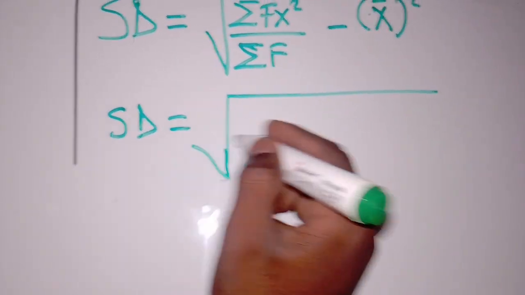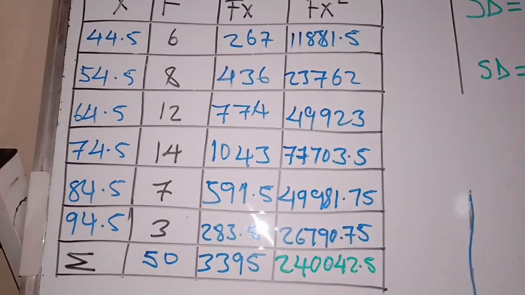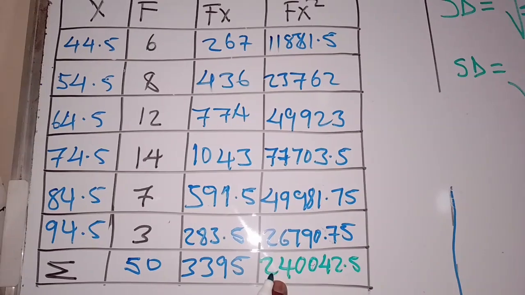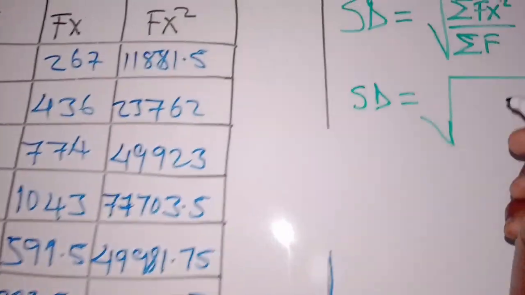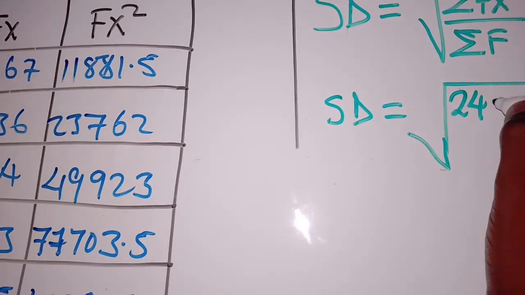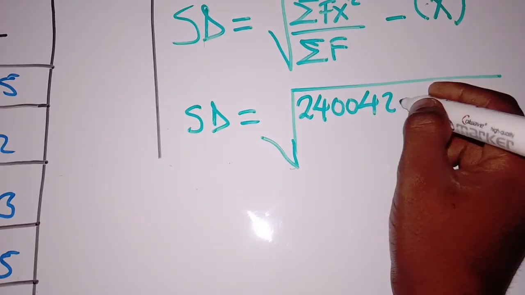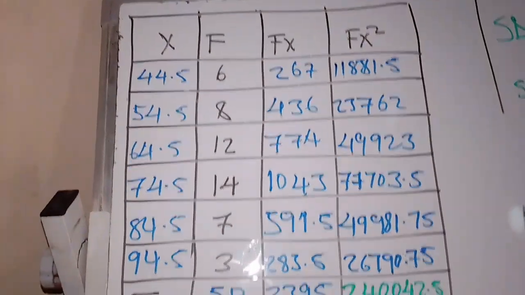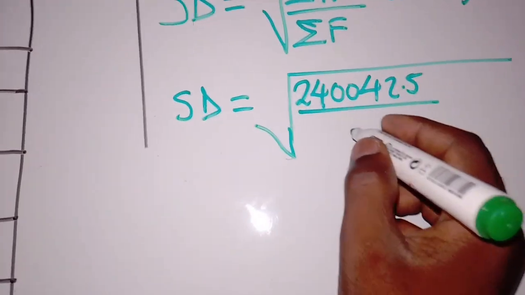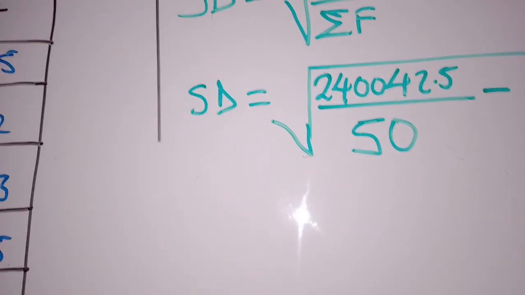So standard deviation will be equal to, let's see, what is our fx squared? The summation of fx squared, the sum total we got, is 240042.5, and then over the frequency. We got 50, right? So here we are putting the sum of the frequency, 50, minus the mean.